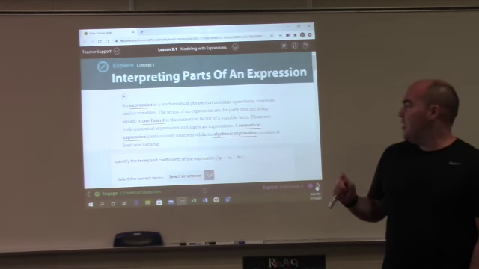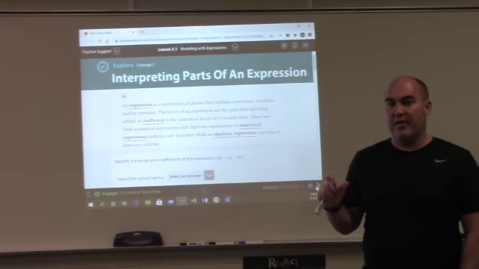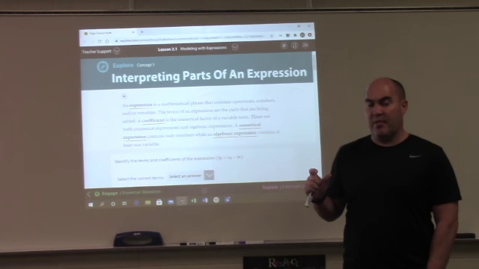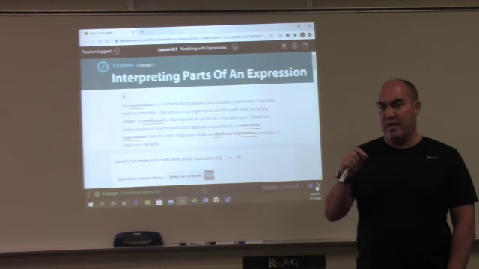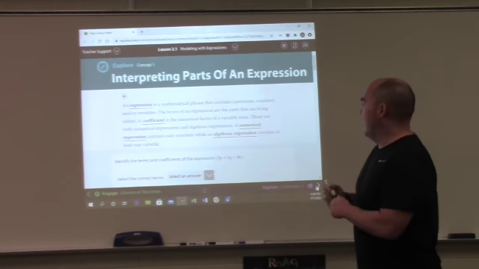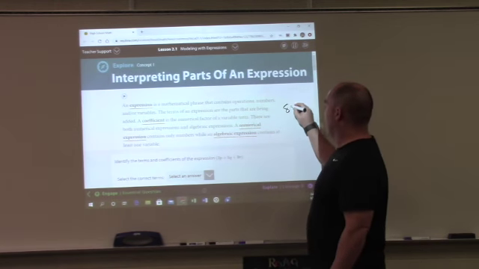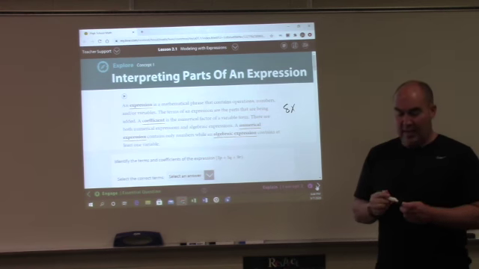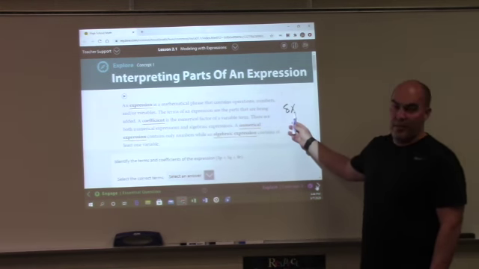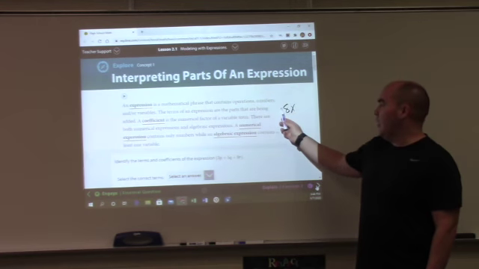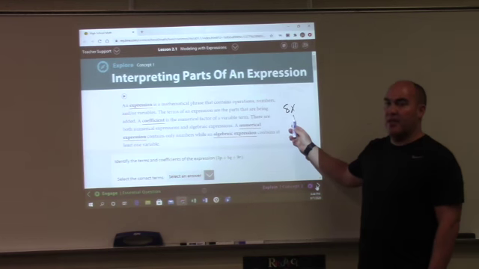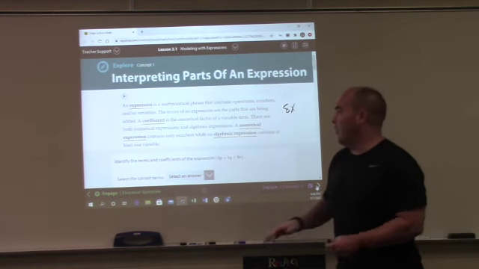A coefficient is the numerical factor of a variable term. That's a whole bunch of big words to basically mean that a coefficient is the number that's in front of the letter. So when you see a variable, something like 8x, the coefficient is the 8 and the variable is the x. So this whole thing is one term because it's 8 times x. The 8 is the coefficient, the x is the variable.